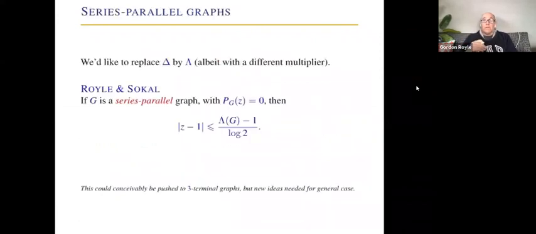So really we want to replace maximum degree by this parameter lambda, and Alan and I managed to do it, but only for series parallel graphs, which is of course a tiny special case of graphs. In that case, we showed that lambda over log 2 was a bound for the distance of any chromatic root from the point 1. Okay, so this just says that the region is not centered at the origin in this case, and this is about 1.4.